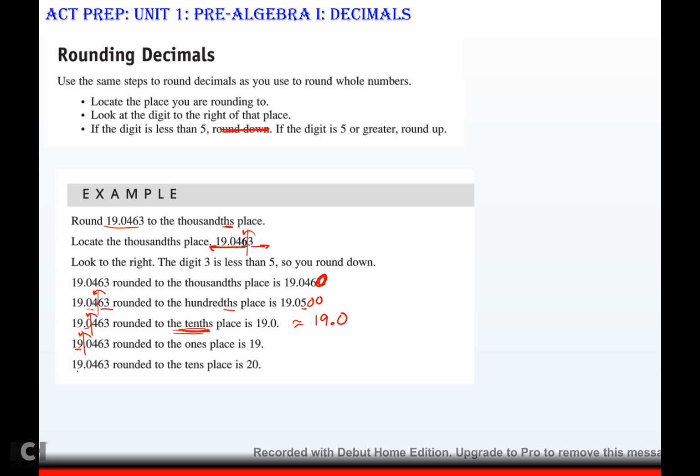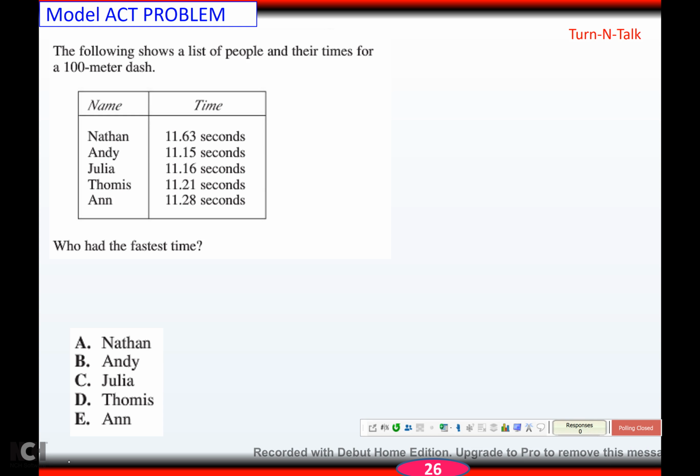To the tens place, that would be the 1. The 9 is going to bump that up, make that a 2, make that a 0, and again, they just round it to the 20. Alright, so you try this one. Hit pause. Come back when you're ready.